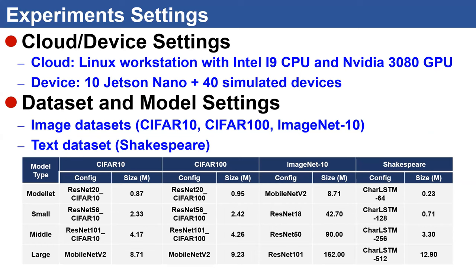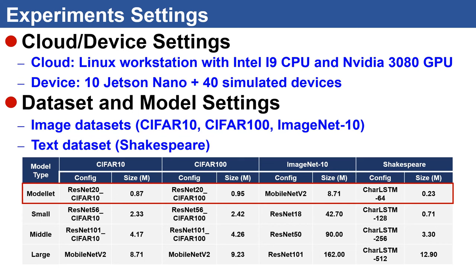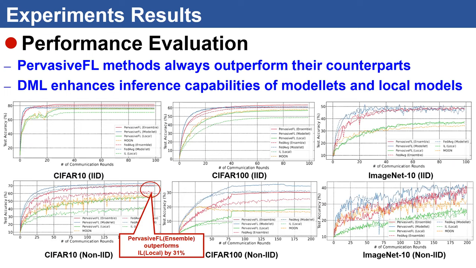To comprehensively justify the pervasiveness of our approach, we consider two kinds of datasets: three image datasets and one text dataset. In each experiment, we use a lightweight model to act as the modulate for PervasiveFL. We assumed that there are three types of models involved in one IoT system, small, middle, and large, which are of different sizes. We conducted experiments on four well-known datasets. Due to the time constraints, we only present the experimental results on the image datasets.